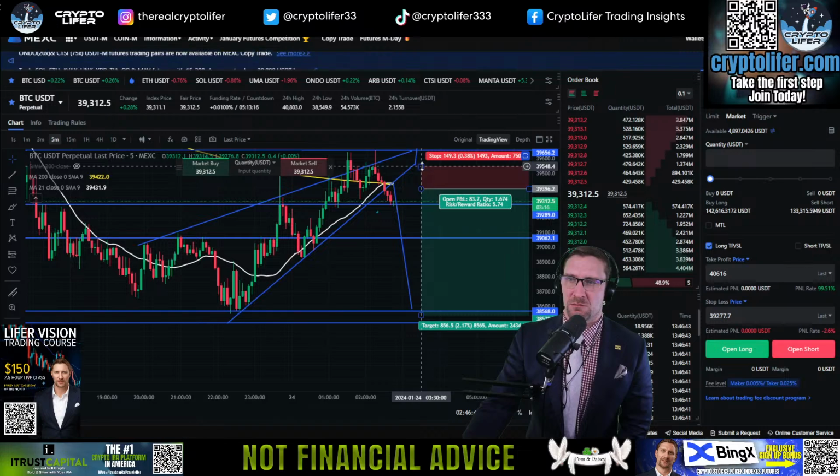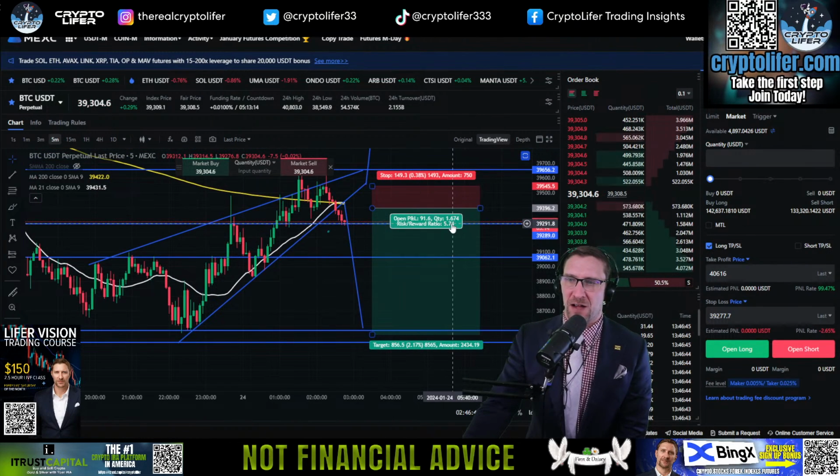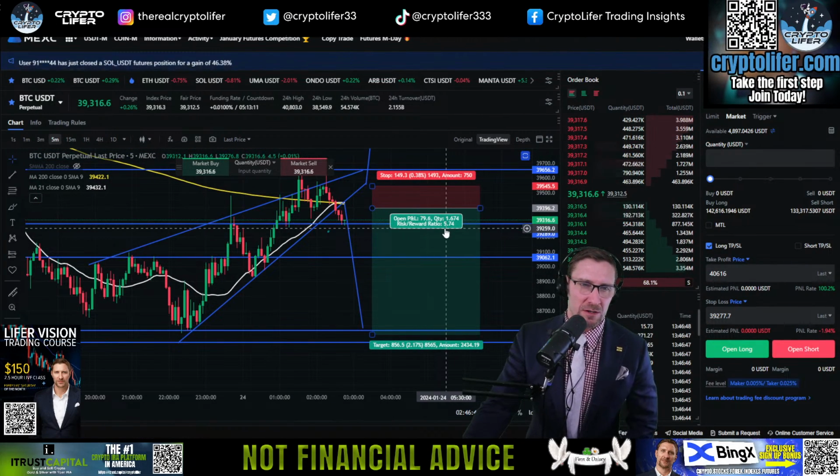Again, the stop loss isn't too deep now. The trade's actually a 5-to-1 risk reward ratio at the moment that we're in it.